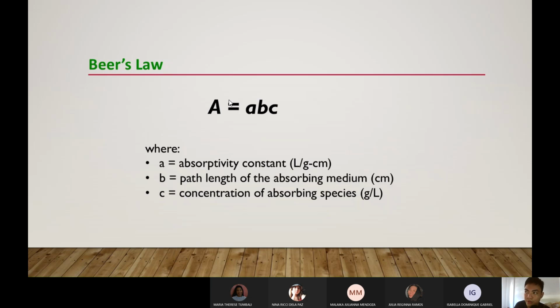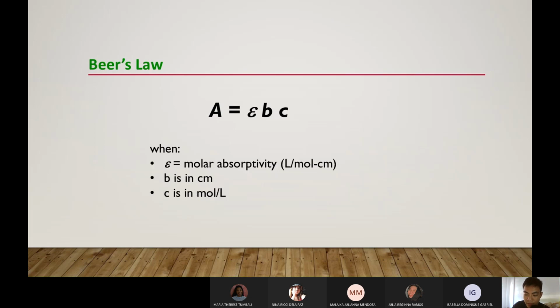What's the importance of Beer's law? The importance of this is that we know that the absorbance has a direct relationship with the path length and the concentration. Okay? So the higher the path length, the higher the absorbance. Why? If your cell is long, for example 5 centimeters, it is that big.